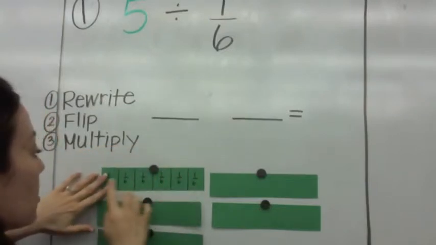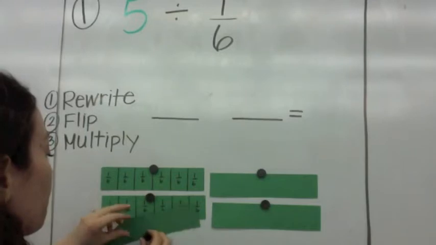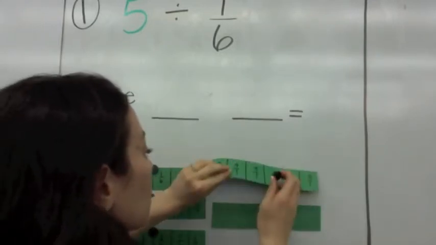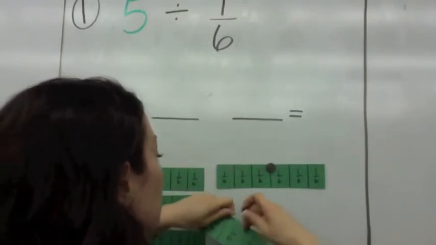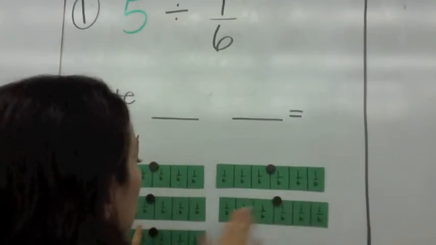I'm going to cut it into 6. 1, 2, 3, 4, 5, 6. So each part is a sixth. Cut this into sixths. All right. So how many sixths are there in 5?